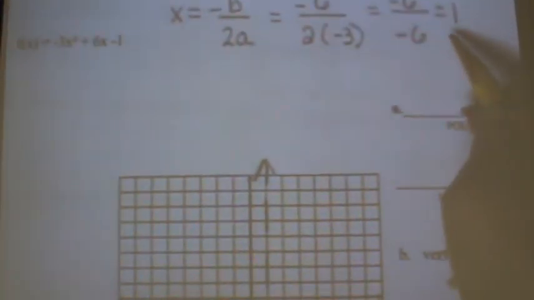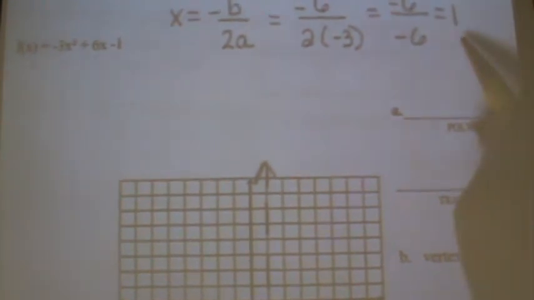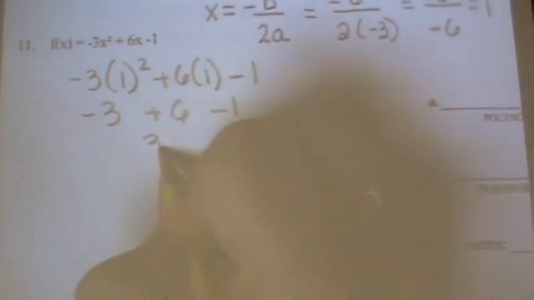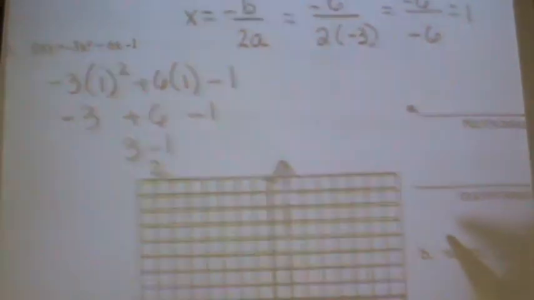So what amazing point lies on the axis of symmetry? Your vertex. So how do you find that maximum or minimum point? You plug 1 in here, so -3 times 1 squared plus 6 times 1 minus 1. So you get -3 plus 6 minus 1, so it's 3 minus 1, which is 2. So (1, 2) is your vertex. Over 1, up 2.